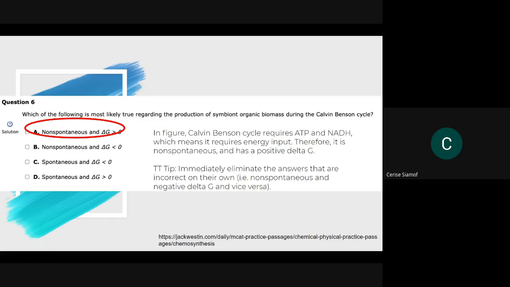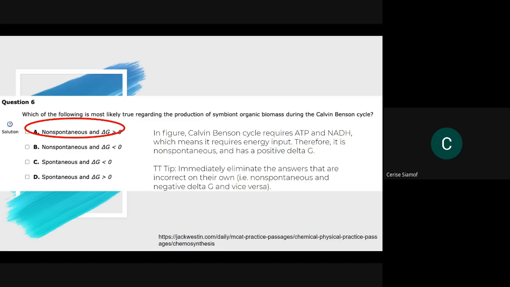D, B says non-spontaneous and delta G is less than 0, but we know that if delta G is less than 0, the reaction should be spontaneous. So we can automatically eliminate B because that's just wrong. And then the opposite is true for D, right? So D says spontaneous and delta G is greater than 0, and that just isn't possible. So we can eliminate those two.